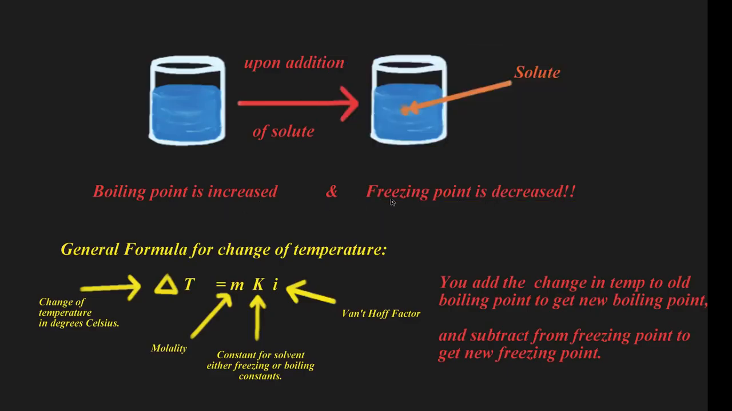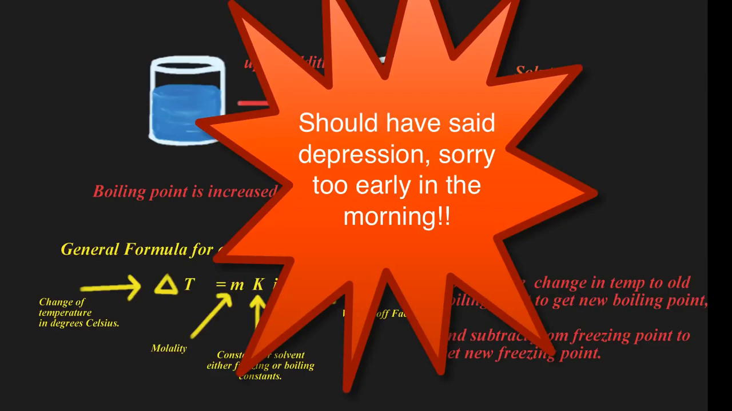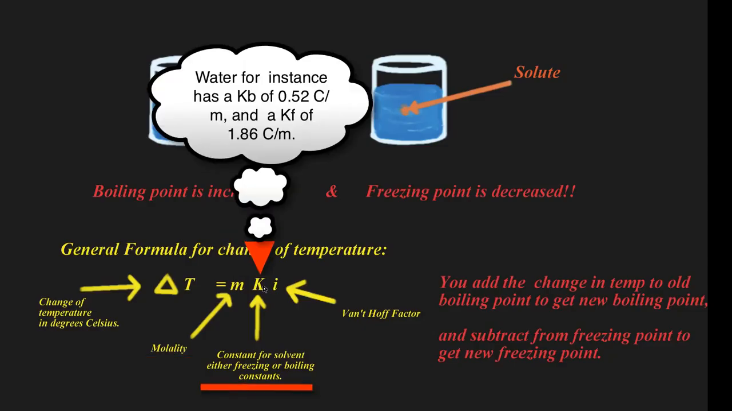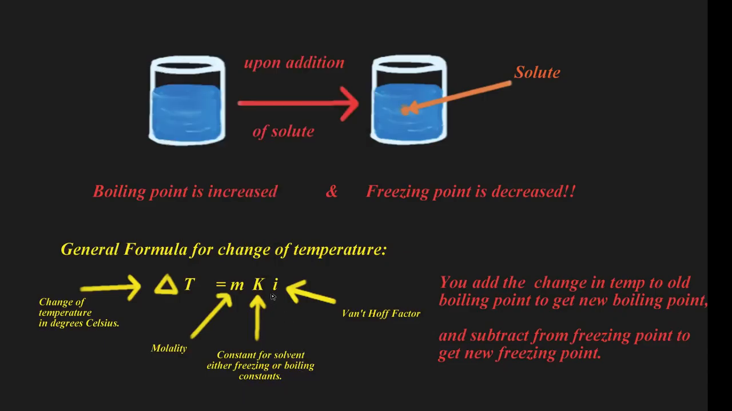Boiling point elevation, freezing point depression. What is the main formula for this change of temperature? It's right here. We've got the change in temperature in Celsius equals molality times some constant. Now this constant is going to have one value for freezing and a different one for boiling, for different solvents. And then a term called the Van Hoff factor.